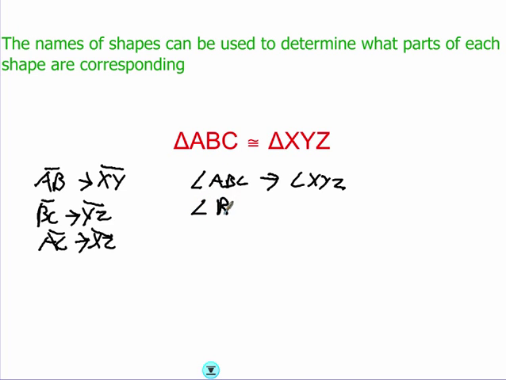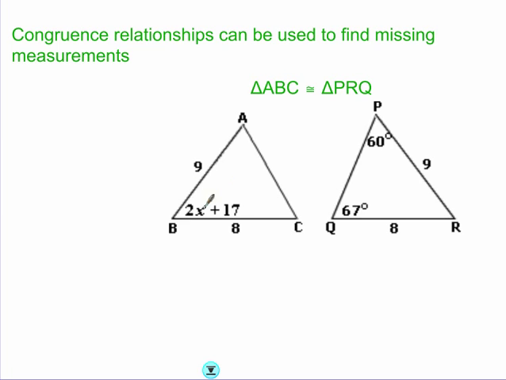Angle BCA corresponds with angle YZX, and angle CAB, or BAC, corresponds with angle YXZ. We can just use the names to come up with what corresponds with what. And all of these things are also congruent because we said the triangles are congruent. And we can use this information to find missing measurements.